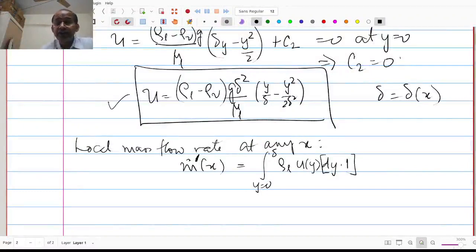So this becomes equal to rho L, which can be taken out, into delta multiplied by the integral from 0 to 1, because now we are integrating with respect to d of y by delta. Then u of y is this one. Let me write it in the next line because we need enough space to do that.